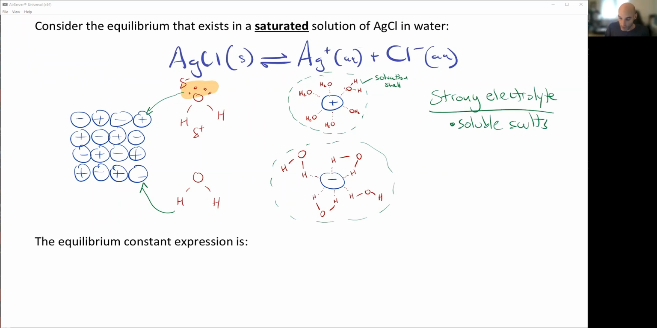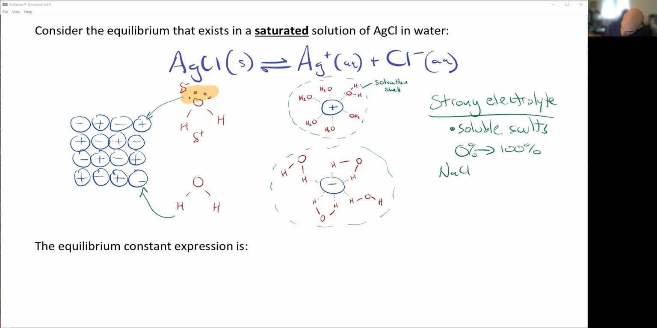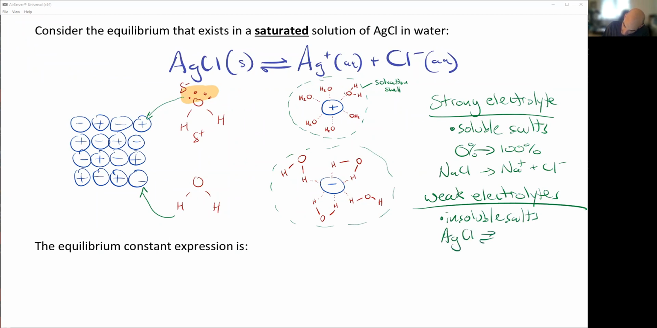Okay, there's no equilibrium. They are 100% product. So that means if I put sodium chloride in solution, I have 100% sodium ions and 100% chloride ions. Nothing interesting there. But the weak electrolytes, much like our weak acids, are going to have some percentage. They are going to be the insoluble salts. So something like AgCl, for example, they are going to have an equilibrium where they're forming both products and reactants. So both of those things are going to be present at the same time.